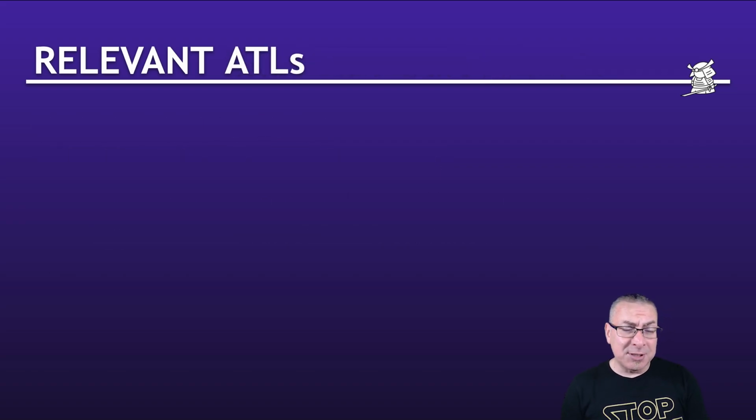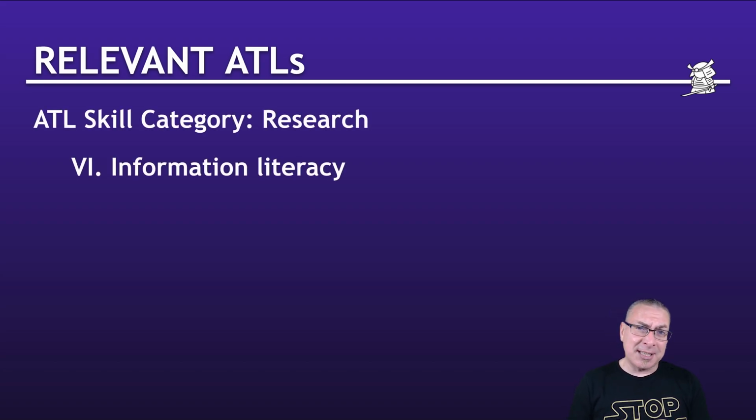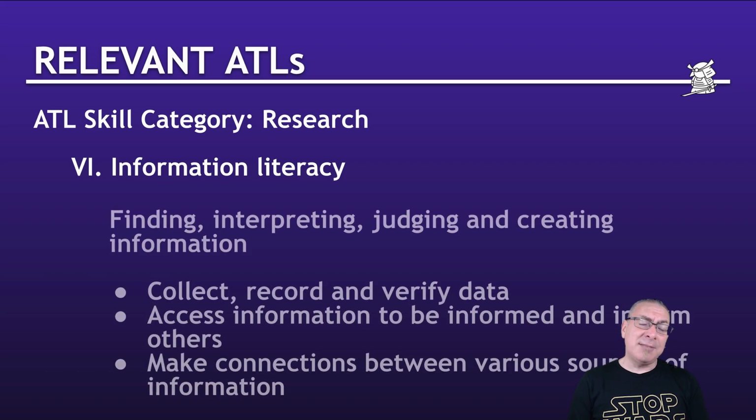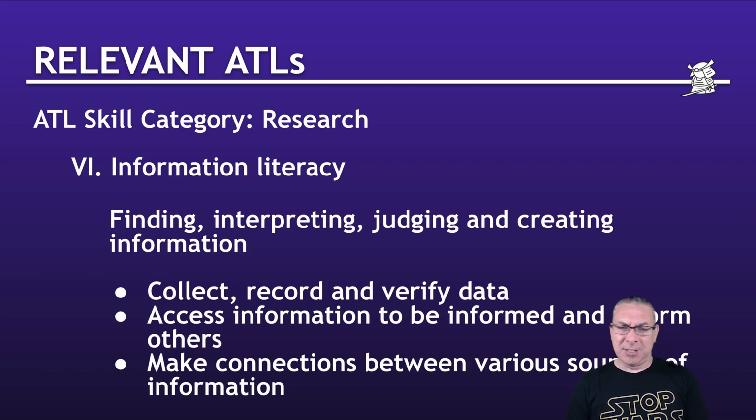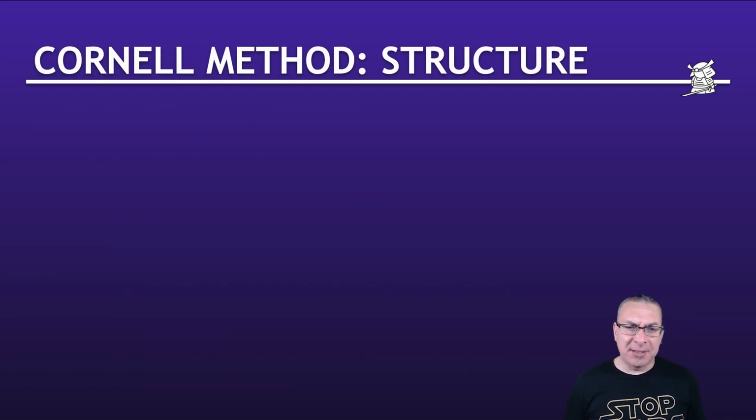And the relevant approaches to learning, ATLs, attached to this. We're looking at the skill category of research and specifically information literacy, and even more specifically, finding, interpreting, judging, and creating information. And looking at the 3 bullets, you collect, record, and verify data, you access information to be informed and inform others, and you make connections between various sources of information, kind of like what I mentioned a moment ago.